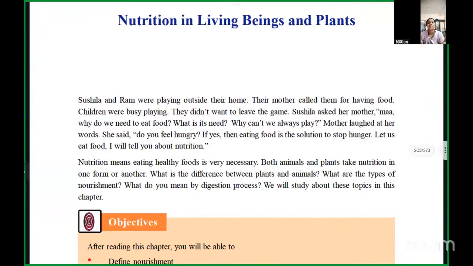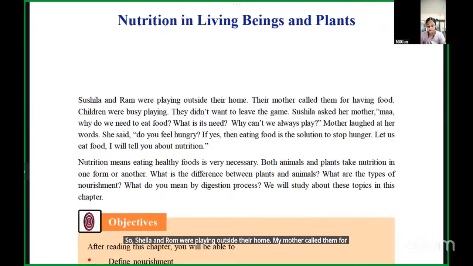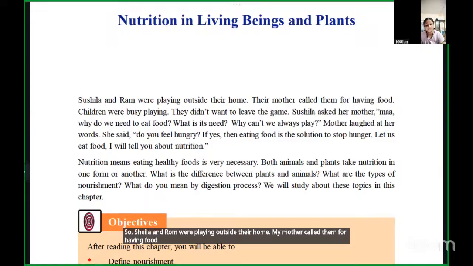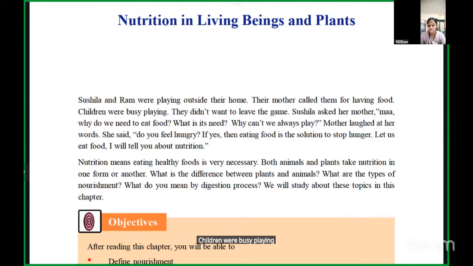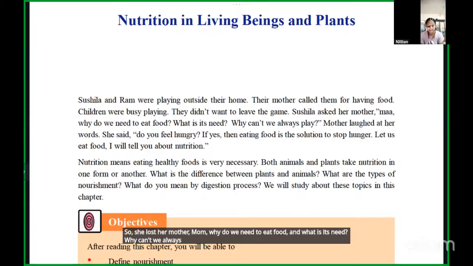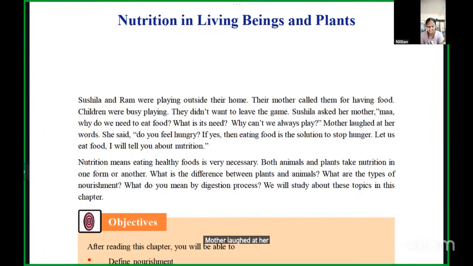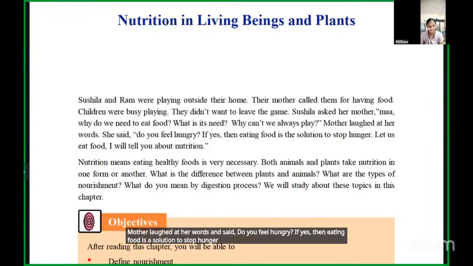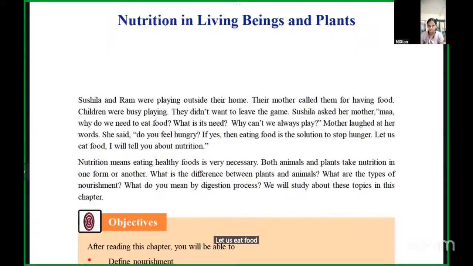So Sheila and Ram were playing outside their home. Their mother called them for having food. Children were busy playing. They didn't want to leave the game. So she asked her mother, Ma, why do we need to eat food and what is its need? Why can't we always play? Mother laughed at her words and said, do you feel hungry? If yes, then eating food is the solution to stop hunger. Let us eat food and I will tell you about nutrition.